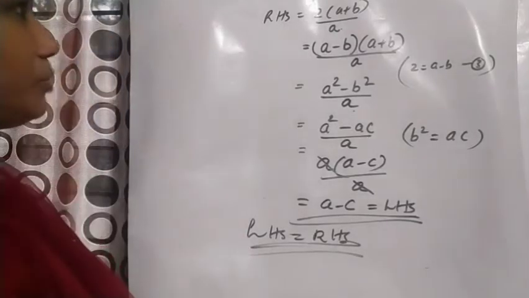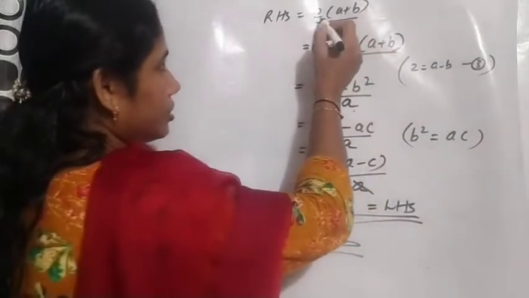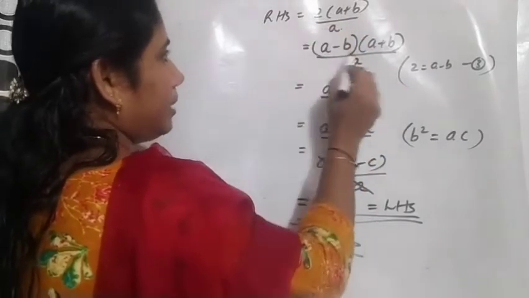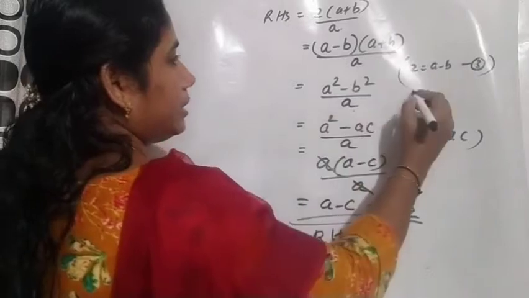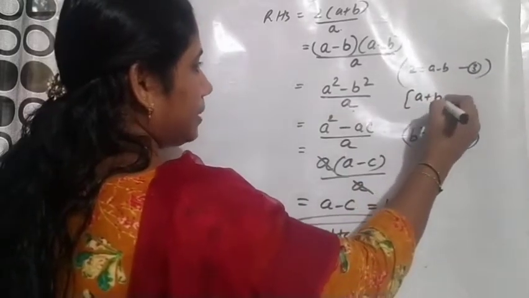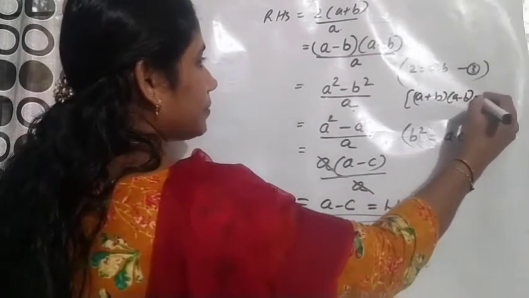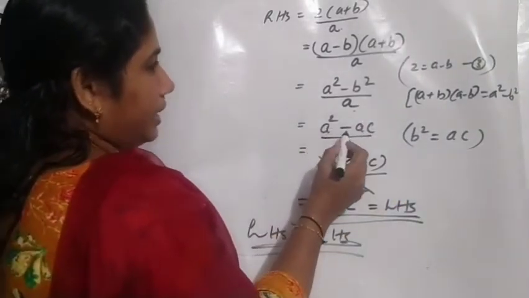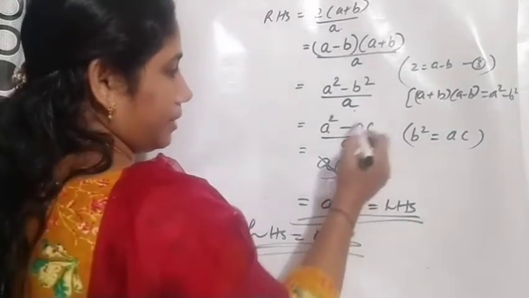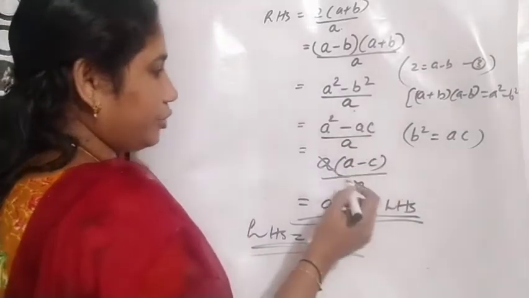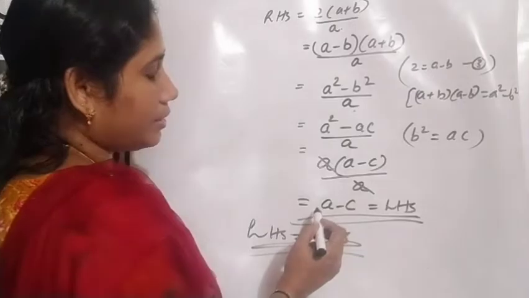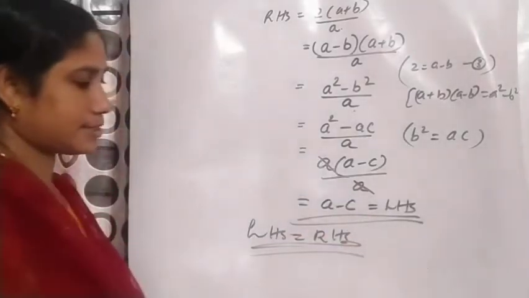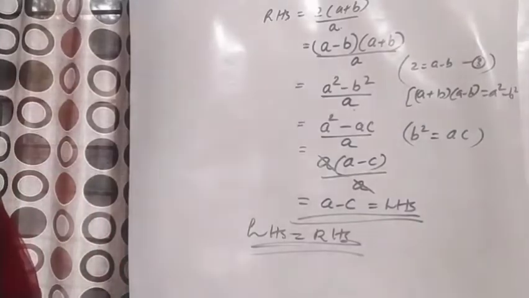Look at this question one more time. Here we have the RHS 2 into (A plus B) by A. Substitute 2 as A minus B. And we can apply that identity. Do you remember this? A plus B into A minus B is A square minus B square. And now A square minus B square means A square minus AC, because A, B, C are in continued proportion. Take the common factor outside and cancel this from numerator and denominator. We get A minus C, that is the LHS. Hence we proved that. Okay.